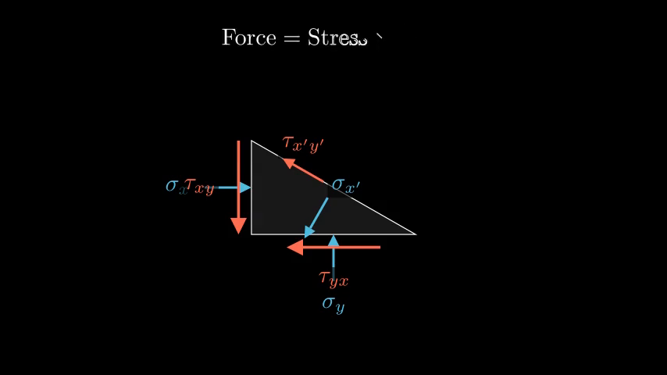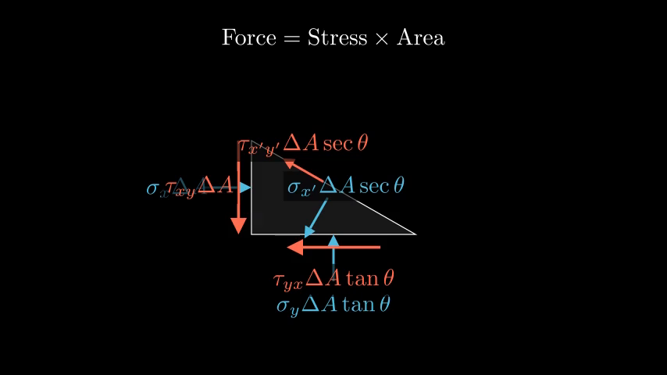To balance forces, we first need to convert these stresses into actual forces. Remember, force is simply stress multiplied by the area it acts on. If we define the area of the vertical face as delta A, then simple trigonometry tells us the area of the bottom face is delta A times tangent theta, and the area of the inclined face is delta A times secant theta.